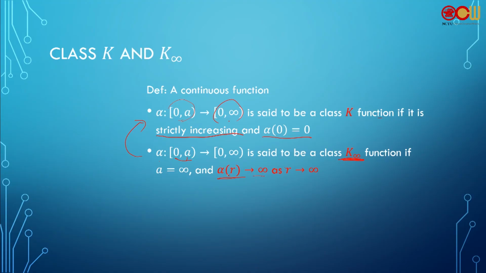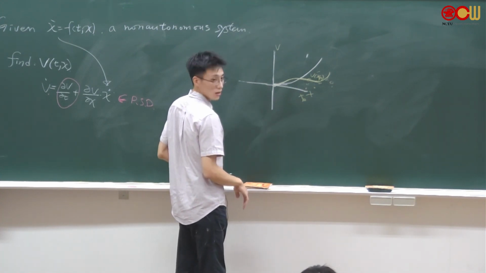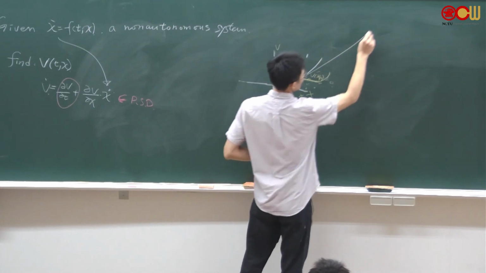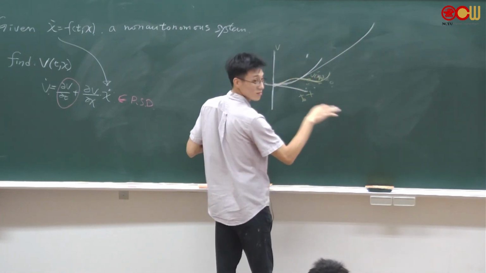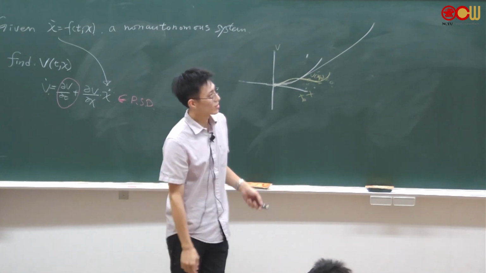So the second one is built on top of the first one, right? The additional condition is that it has to go to infinity, defined all the way on this axis. So you have to always increase no matter where you are. It's hard to imagine, so I'll give you some examples.